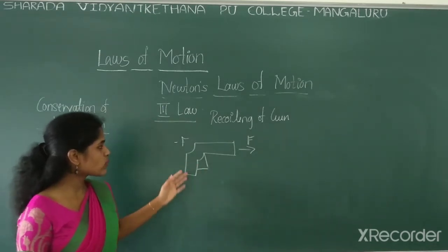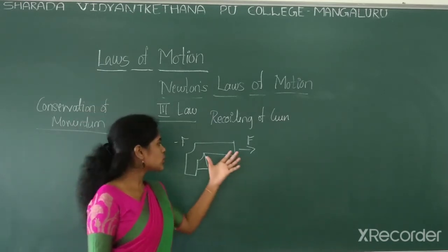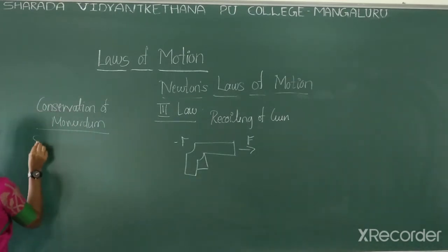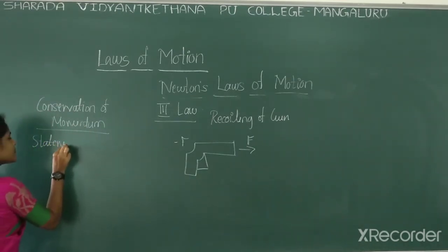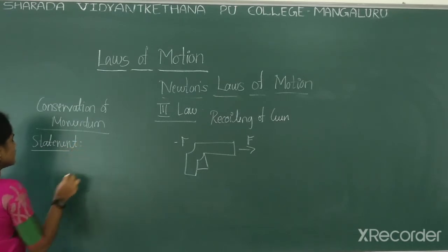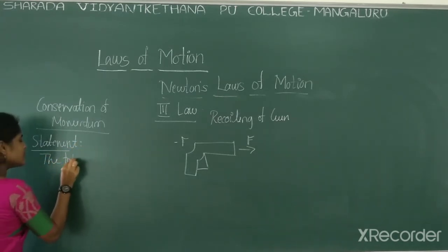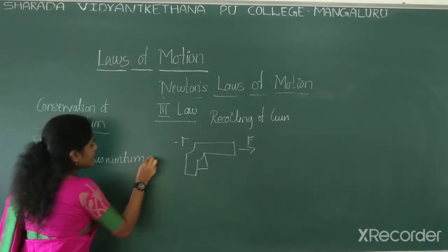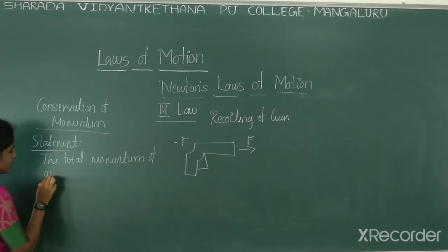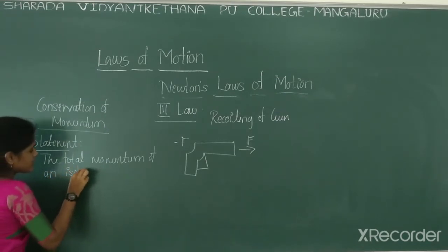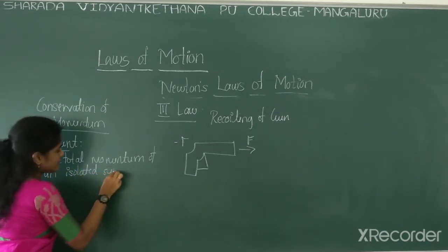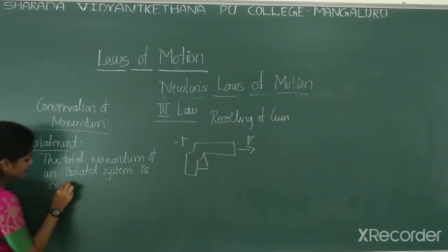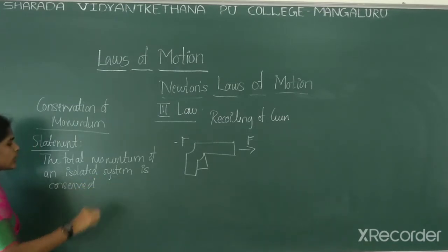So what happens when the gun recoils? So we see about now conservation of momentum. So the statement: the total momentum of an isolated system is conserved, or it is constant.